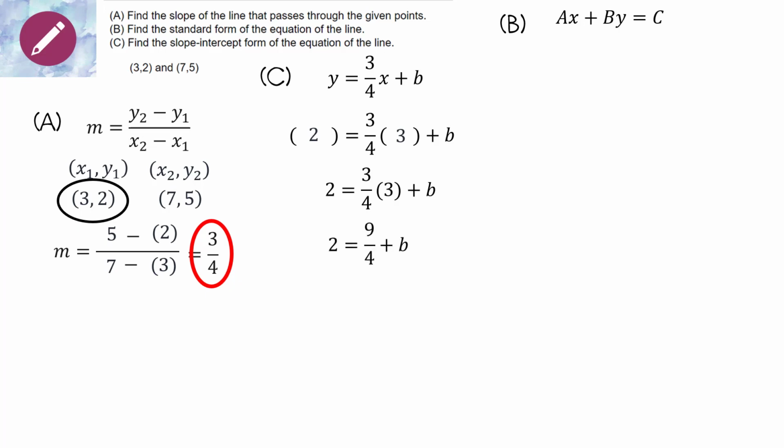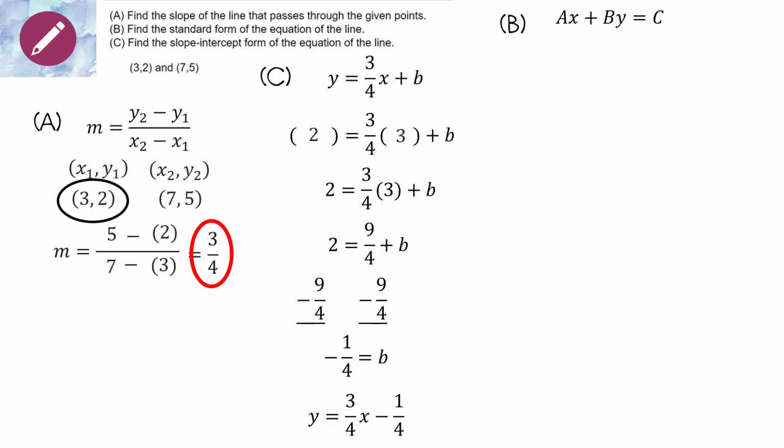3/4 times 3 turns out to be 9/4. I need to get b by itself. I subtract 9/4 from both sides of the equal sign, and it turns out that our y-intercept is negative 1/4. What's the equation going to look like? Well, y equals 3/4 x minus 1/4.